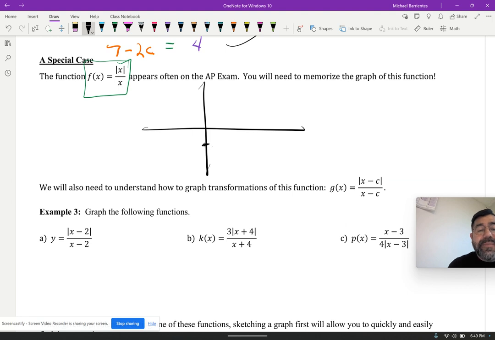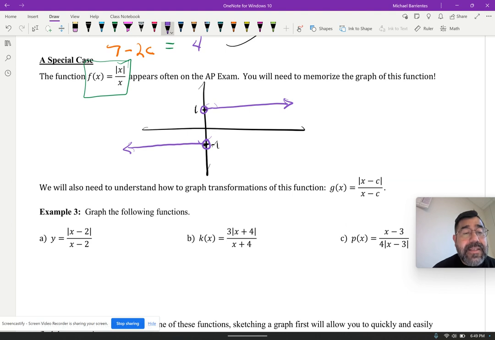I'm going to put a little tick mark at -1 and a little tick mark at +1. We said the graph is going to look like this. But when I get to the y-axis where x equals 0, there is no point there. There is no point here. This is the graph of the special case, the absolute value of x divided by x.